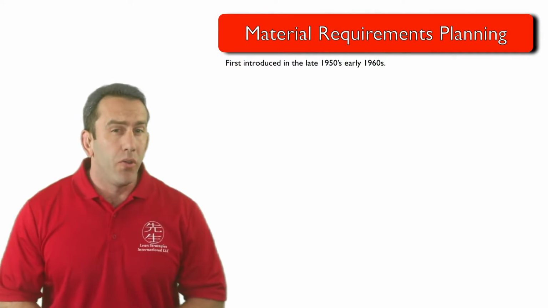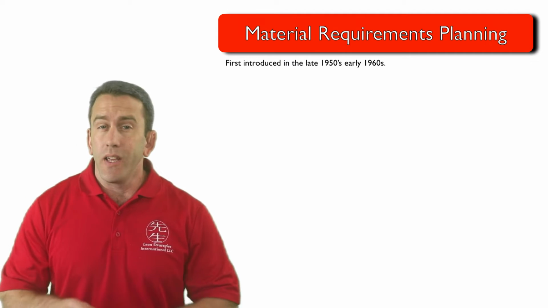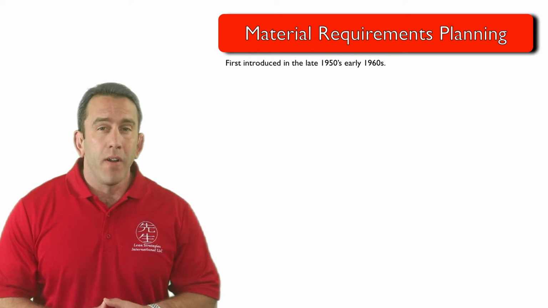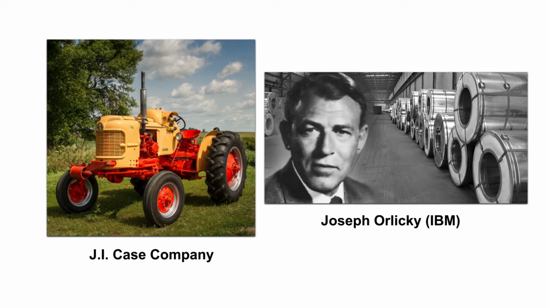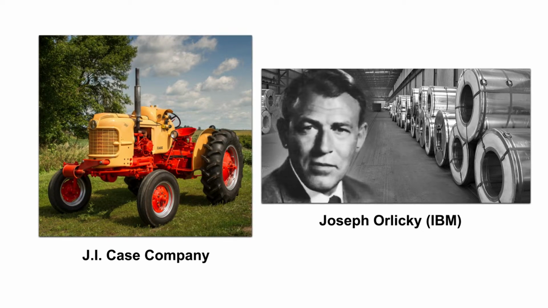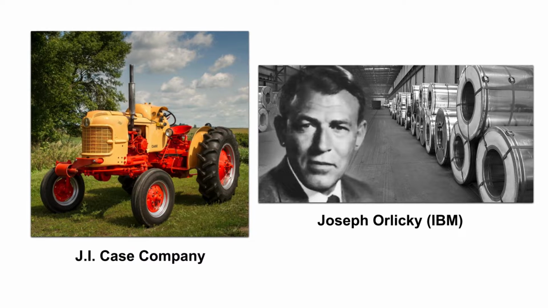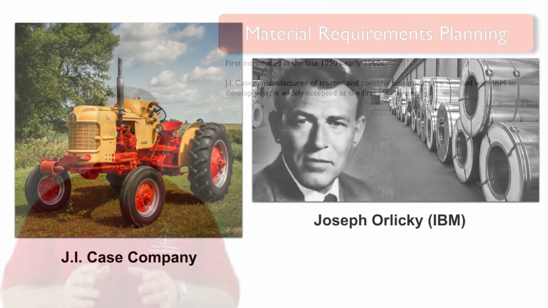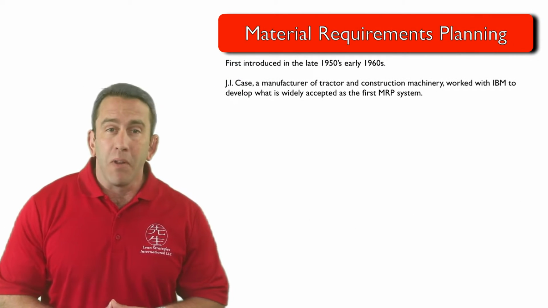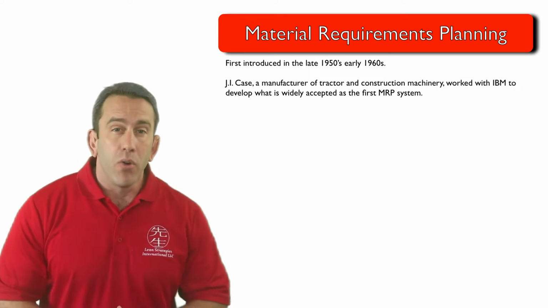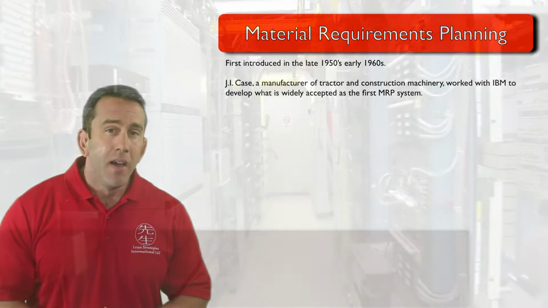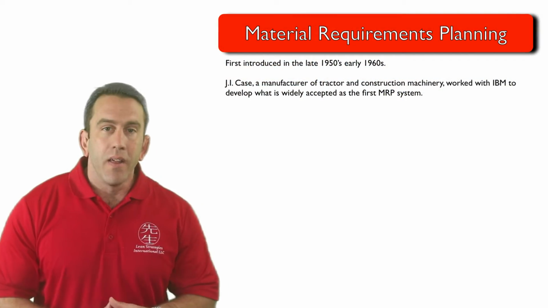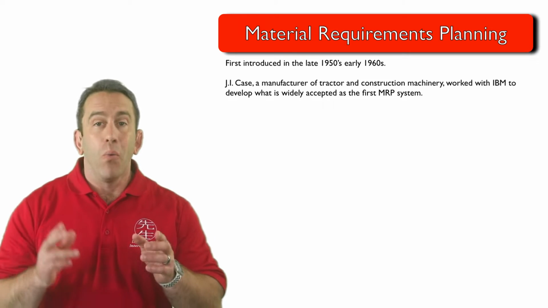MRP was first introduced in the late 1950s and early 1960s. Material requirements planning was the wave of the future. A company by the name of J.I. Case, a manufacturer of tractor and construction machinery, worked with IBM to develop what is widely accepted as the first MRP system today. This era was marked with widespread implementation of software and computers that were needed to run the software. Every major business raced to implement MRP, and it's no secret that companies want to balance supply with demand.